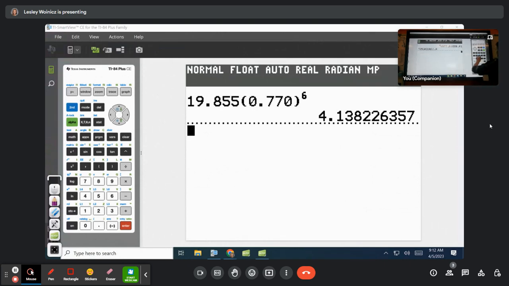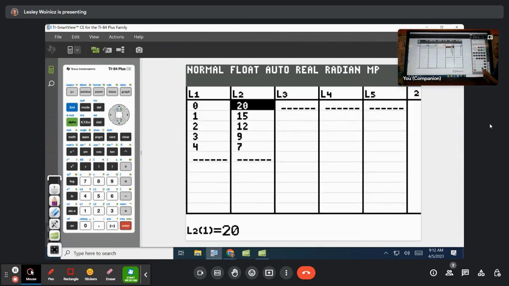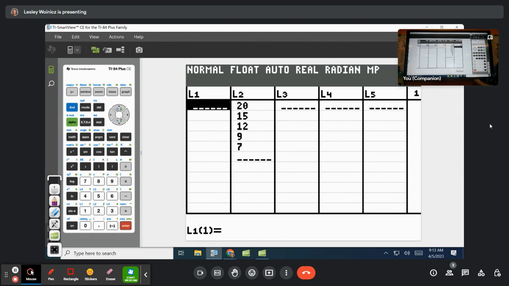So we're going back to our stat button, and we're going to edit our lists. Now, before I didn't have any data in there, and now I do. So I'm going to have to clear my lists. Go up to list 1, put your cursor all the way at the top, hit clear, enter, and that will clear list 1 for you. Then you don't have to delete the entries individually. So for list 1, it's going to be 0, 1, 2, and 3. That's our trick for the years.